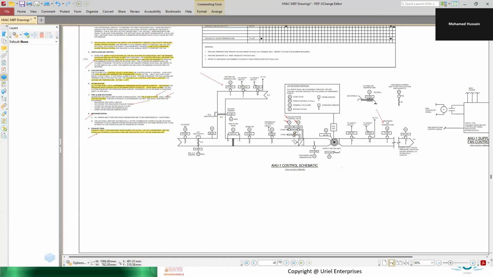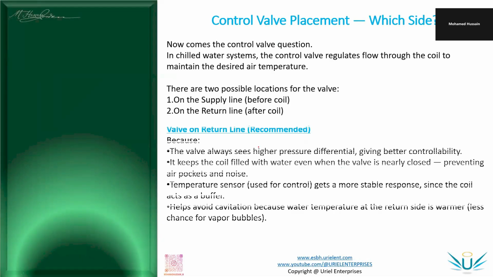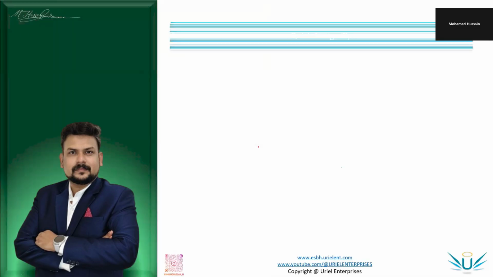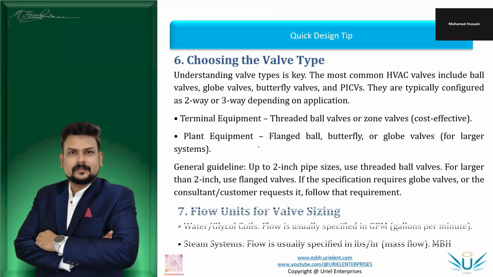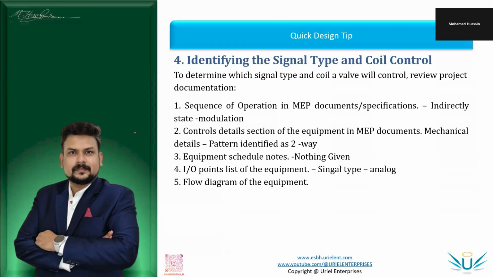Now what is next actually? We have to size the correct valve, right? So for that, what is required? Let me enter into that PPT. Okay, till that time we came to here. Now we have identified the signal type and valve control type. Using these five methods, we come to a conclusion about what type of valve is required.